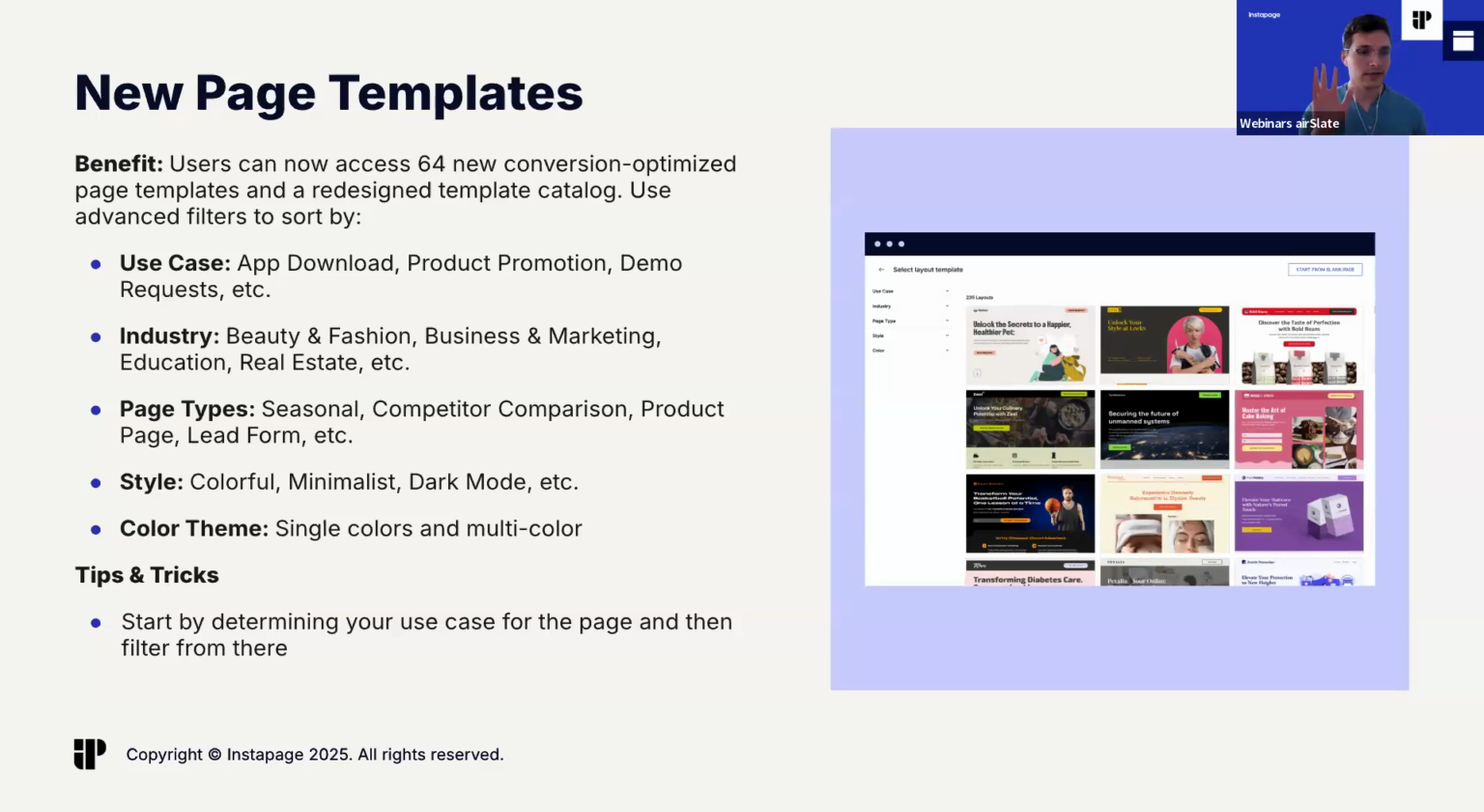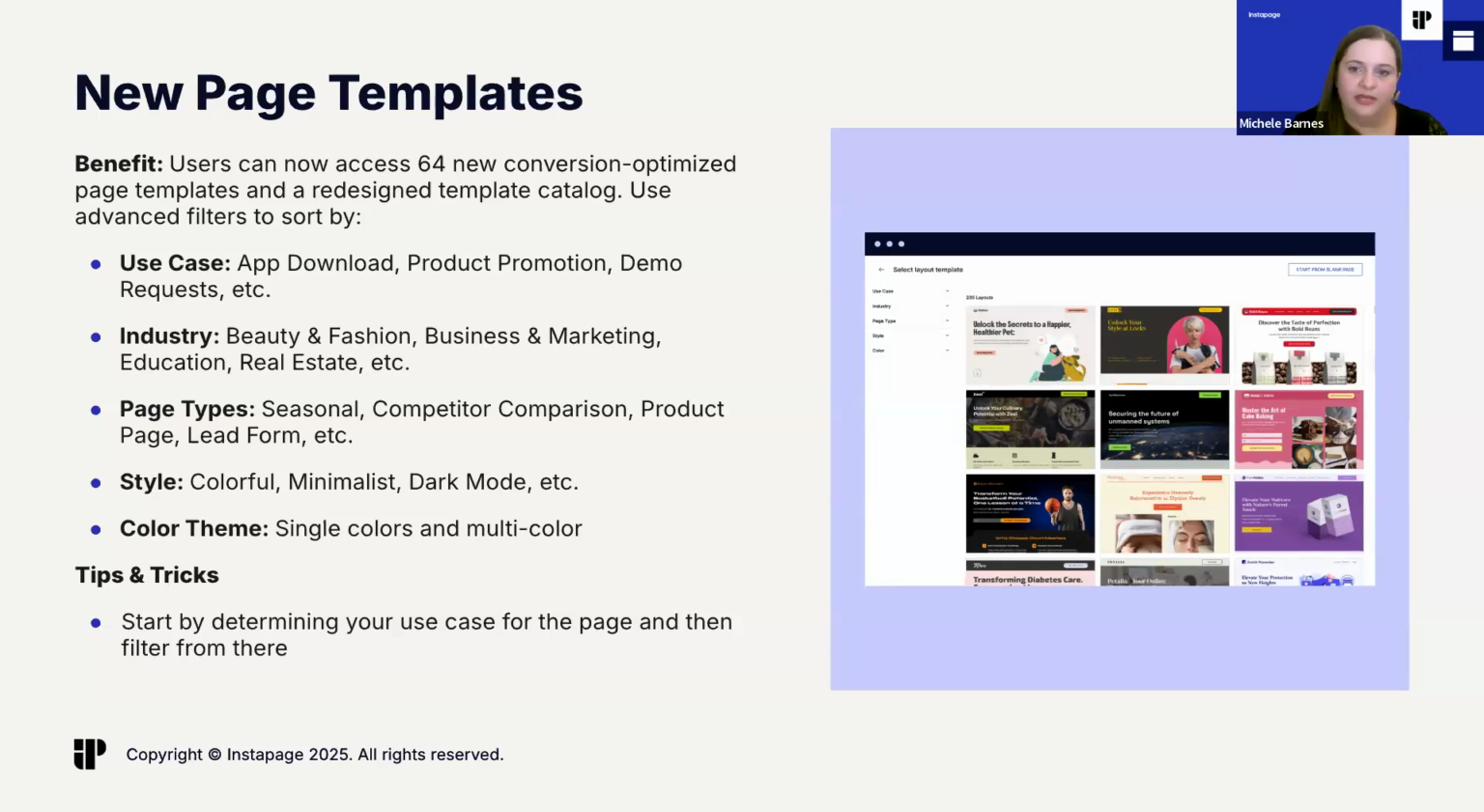Yeah, of course. And hey, everyone. So I just want to touch on three key highlights here. So first, we added 64 professionally designed page templates to our catalog. Then on top of that, we redesigned the whole catalog experience, allowing you to filter by use case, industry, and more. Then lastly here, we added specific page types such as home pages to make it easier to build websites on Instapage too.